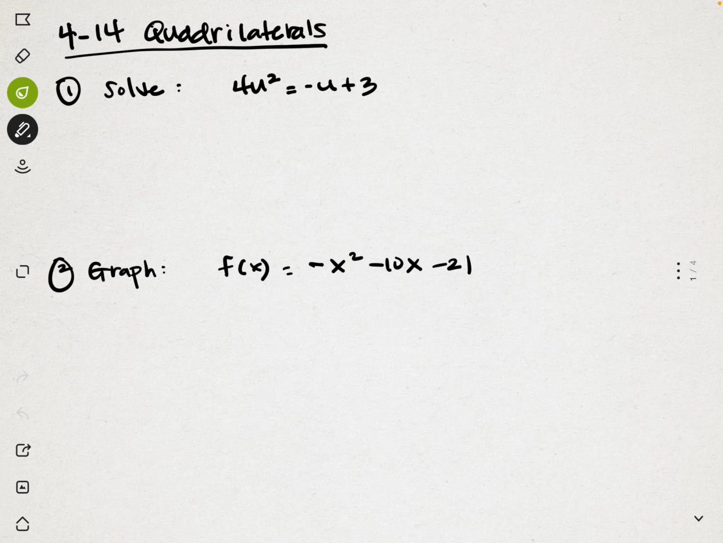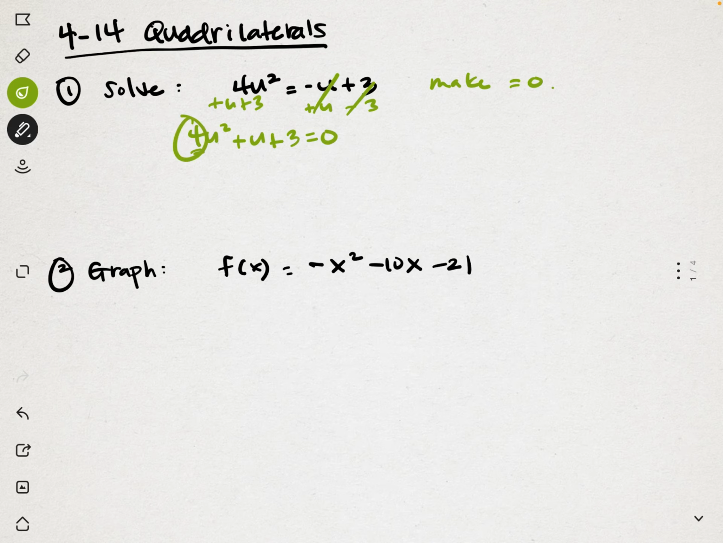So the thing to remember about quadrilaterals is we have to make them equal to 0 in order to solve them. So we're going to move our u and our 3. So we get 4u squared plus u plus 3 equals 0. And now anytime we have a number in front of our variable squared, it makes it a little bit harder, but we'll review this way of factoring.